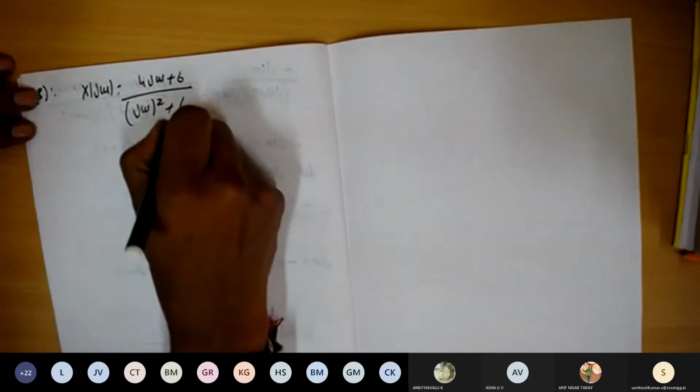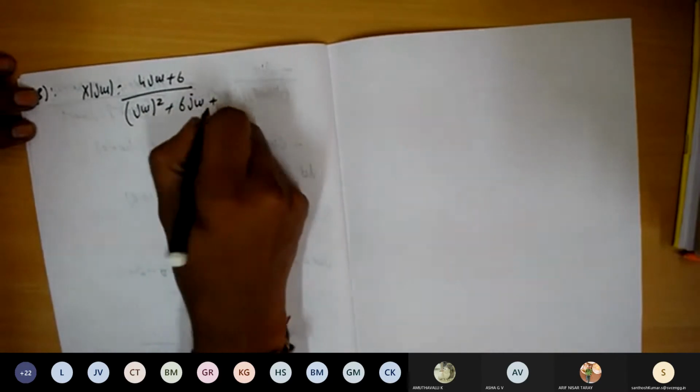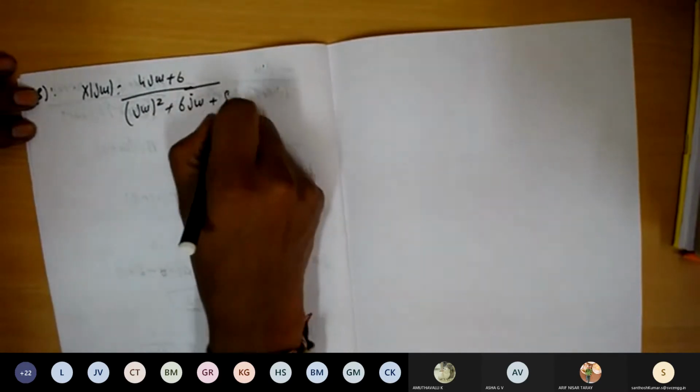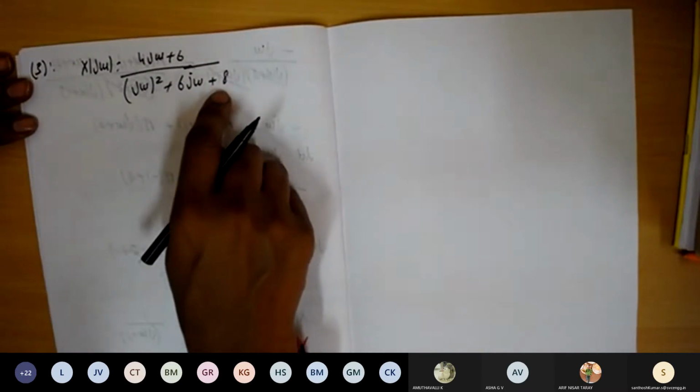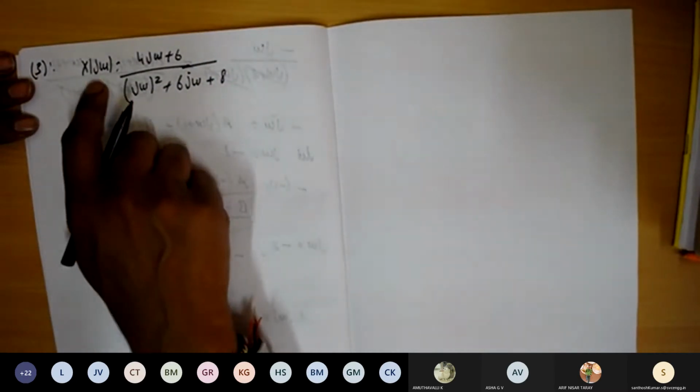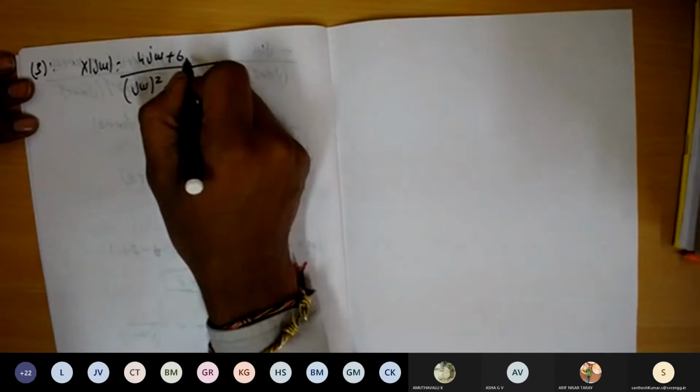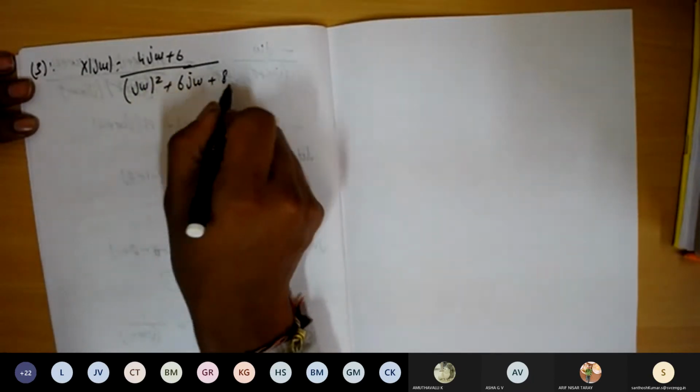All these terms you studied in your 10th standard, to convert the quadratic expression in terms of the product of two sums. We are done. Take the next problem. X of j omega is equal to 4 j omega plus 6 divided by j omega whole square plus 6 j omega plus 8.